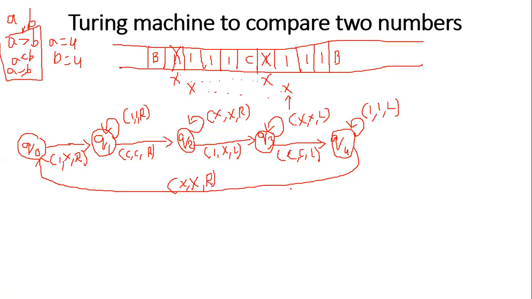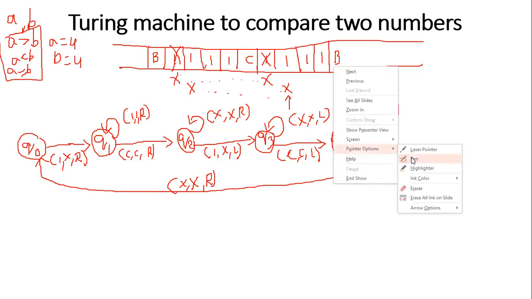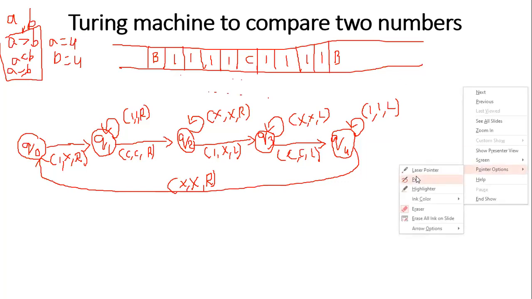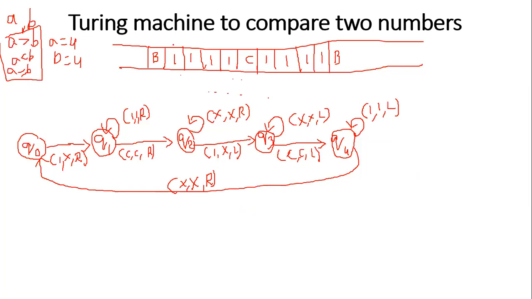This is a very simple one. Once you find 1, replace 1 with x, and keep moving to the right side, ignoring all the symbols in the first number. Ignore all the remaining ones in the first number, until the first number is finished.